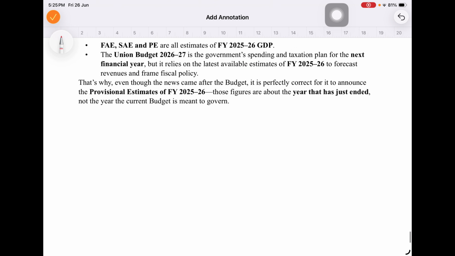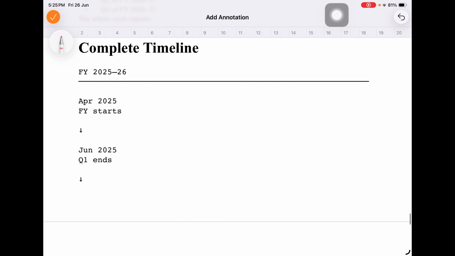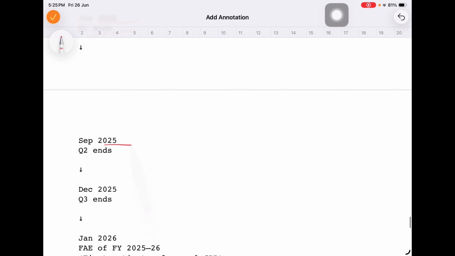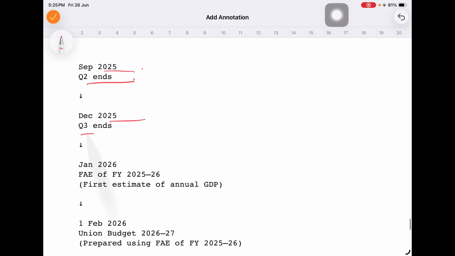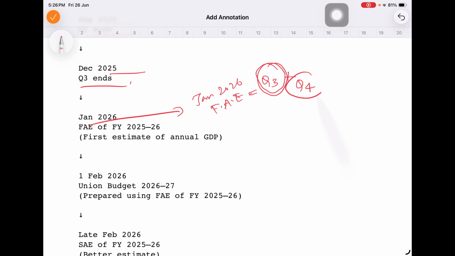This is a little complicated, but anyway, we have a system. So you see the complete timeline. April 2025 financial year starts, June quarter 1 ends, September quarter 2 ends, December quarter 3 ends. Now you have the first advance estimate. In Jan 2026, you have the first advance estimate, that is, how much money was spent based on the information from your quarter 3. And then they add the quarter 4, and then they give you a revised estimate.